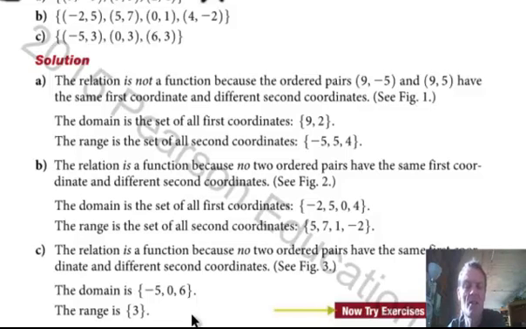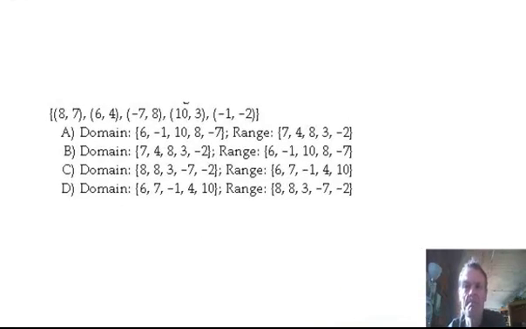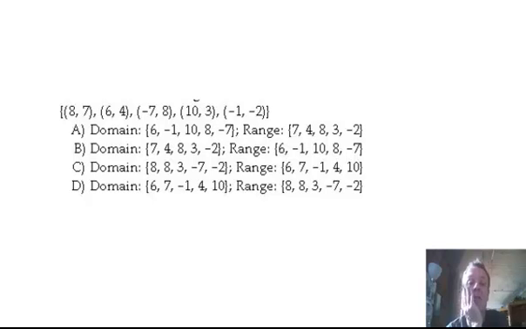So, domain and range. Looking at this, the domain has 8, 6, negative 7, 10, and 1. Those are the x values. What order have we got it in here? I think it looks like A. They've switched the order around a bit, so I've got to look at this closely. The range is 7, 4, 8, 3, negative 2. I think it looks like A. So you're going to get the idea: the x's are the domain and the y's are the range.